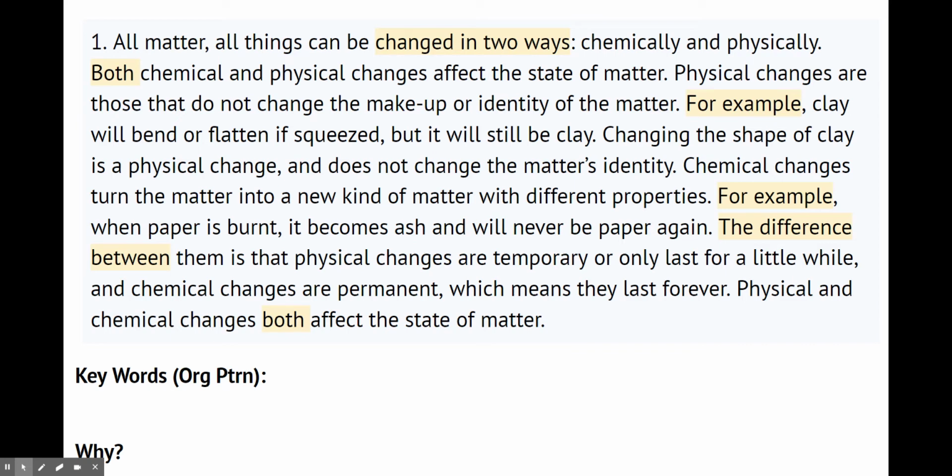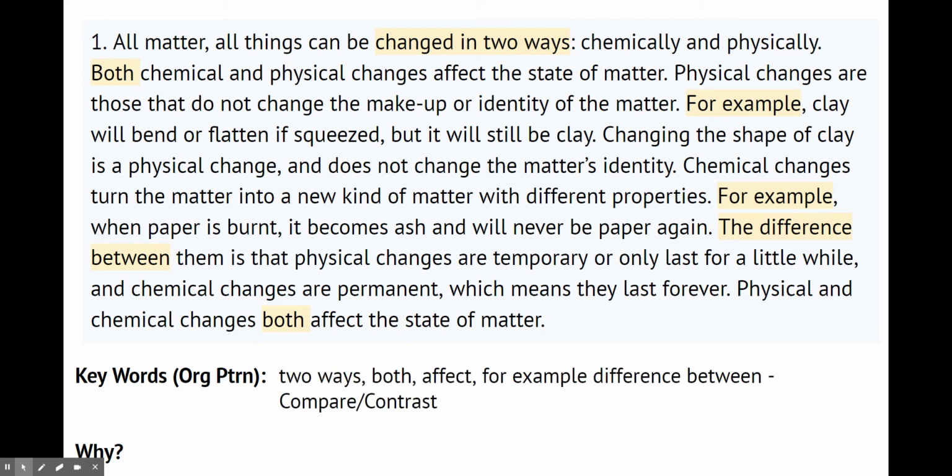So when I look at both and the difference between, I know that I'm looking at something that's shared and that I'm looking at a difference. I know that similarities and differences is also known as comparing and contrasting. So the author is comparing and contrasting as we've identified through those key words.